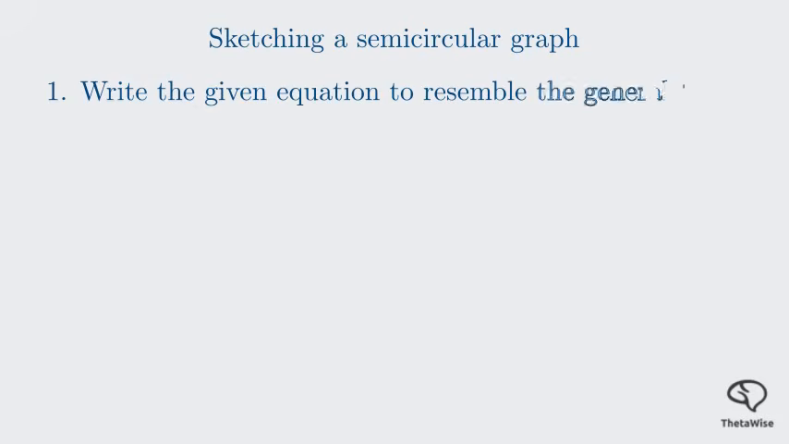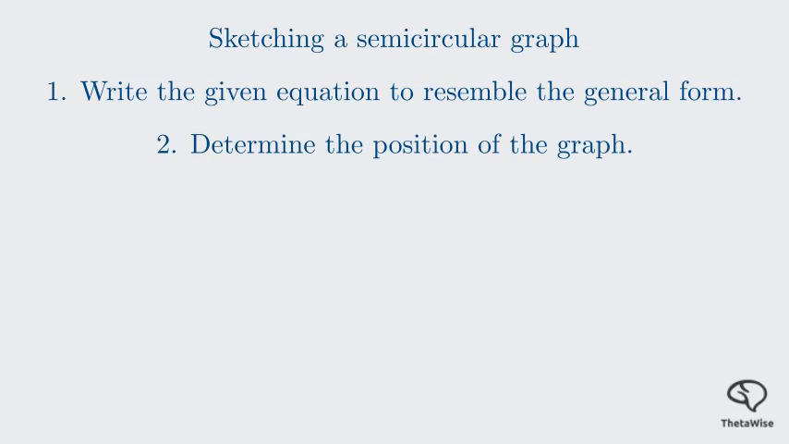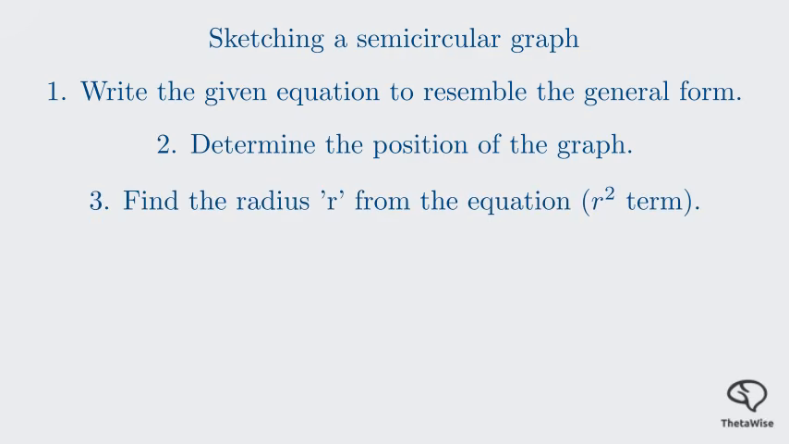So how do we put this all together to sketch a graph? The process has 3 key steps. First, always rearrange the equation to look like one of the 4 general forms we just learned. Second, based on the general form you've matched, you can determine where the semicircle is located: up, down, left, or right. Third, you'll need the radius. You can find this in the same way you would for a full circle, by looking at the r squared term in the equation.